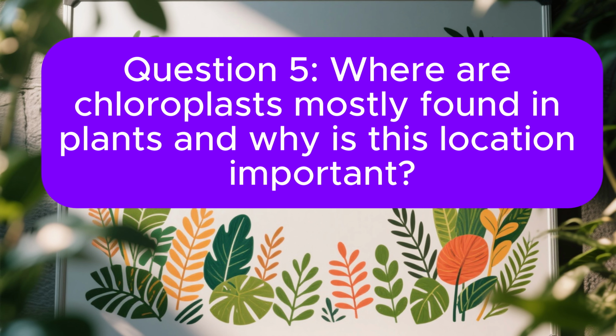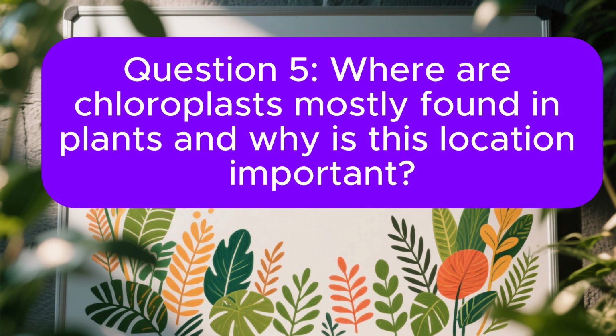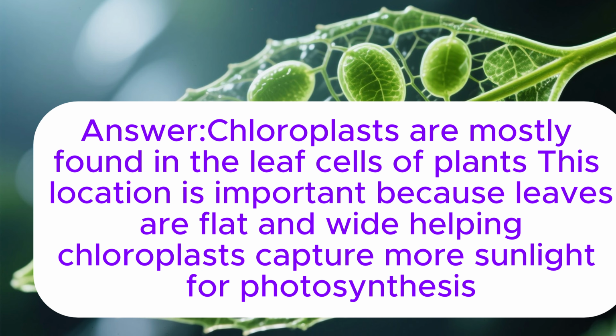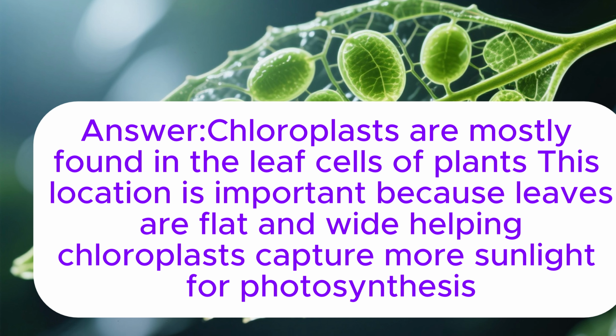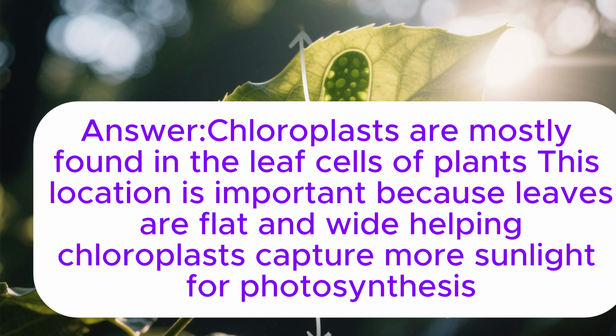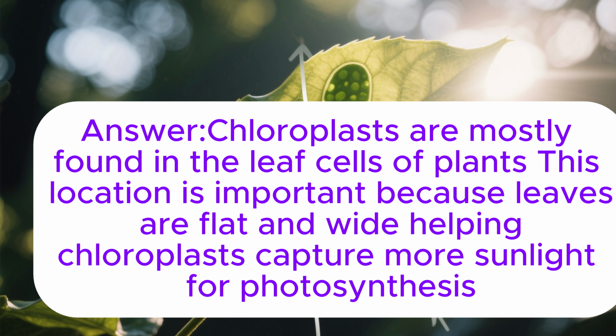Question 5. Where are chloroplasts mostly found in plants, and why is this location important? Answer. Chloroplasts are mostly found in the leaf cells of plants. This location is important because leaves are flat and wide, helping chloroplasts capture more sunlight for photosynthesis.